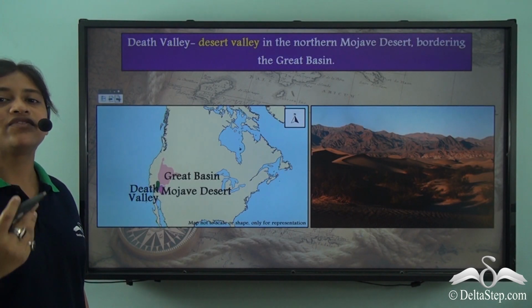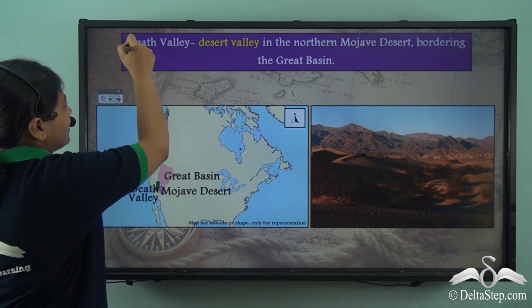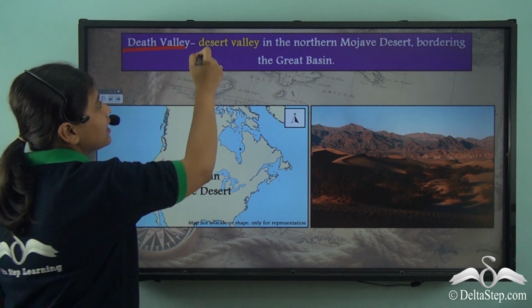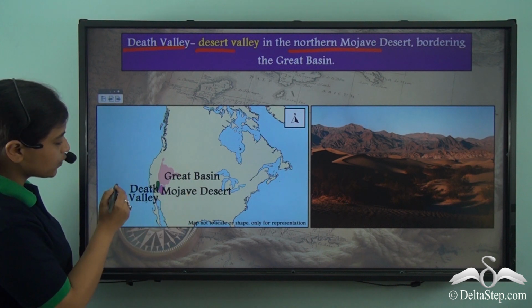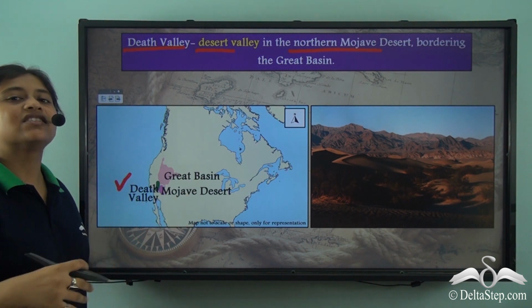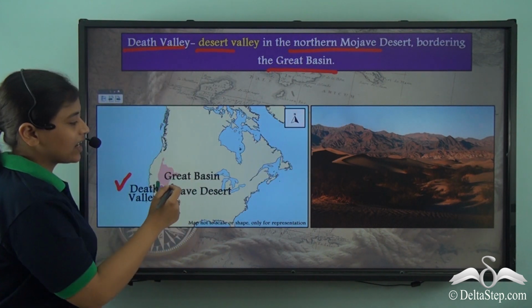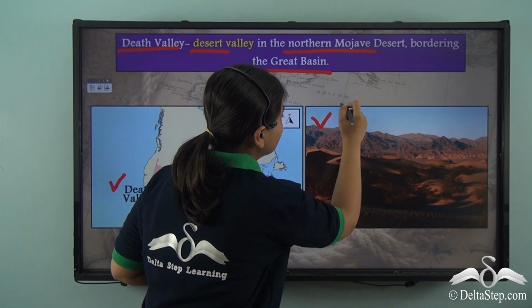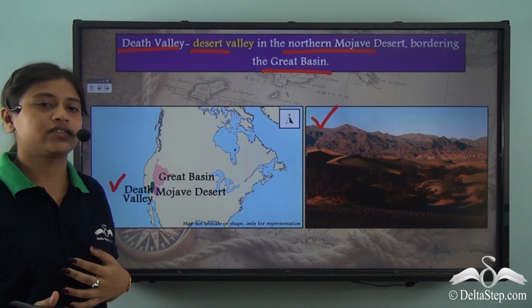Another important physical feature found in the Mojave Desert is the Death Valley. The Death Valley is a desert valley in the northern Mojave Desert, right here. So in the northern part of the Mojave Desert, we have the Death Valley, which is a desert valley, and it is bordering the Great Basin. Now here we have a glimpse of the Death Valley. It is considered one of the hottest places on Earth.